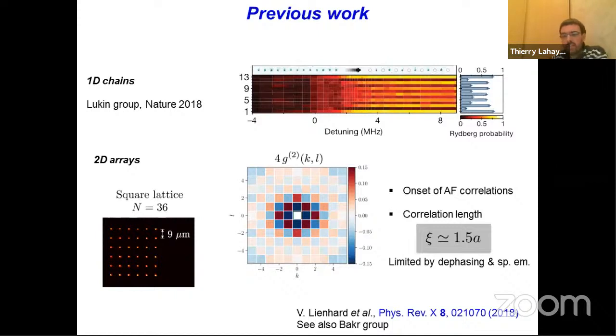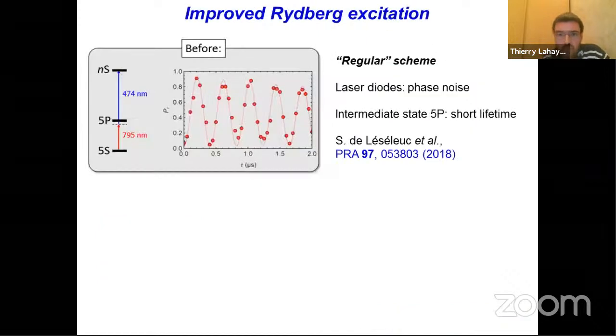At the time, we could understand that the limitation was due to the driving. Our driving of the ground to Rydberg transition was not coherent enough to have very long correlation lengths. So this is what we had at the time, the kind of Rabi oscillations between the ground and Rydberg state. There are several reasons for that, but one of them is that we were using the intermediate state 5P, where you have a relatively strong spontaneous emission. Also, we were using laser diodes, which have a relatively strong phase noise around 1 or 2 megahertz.